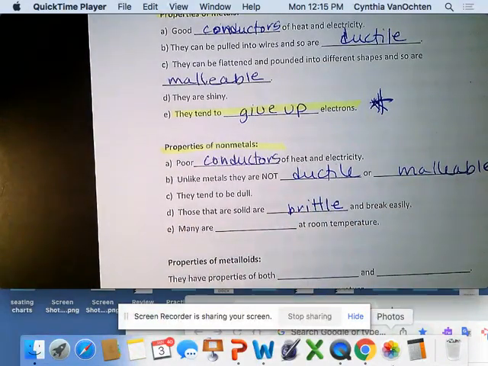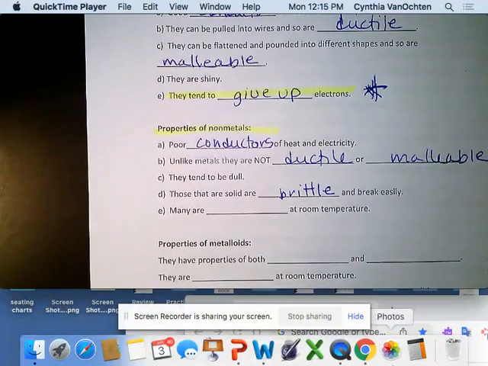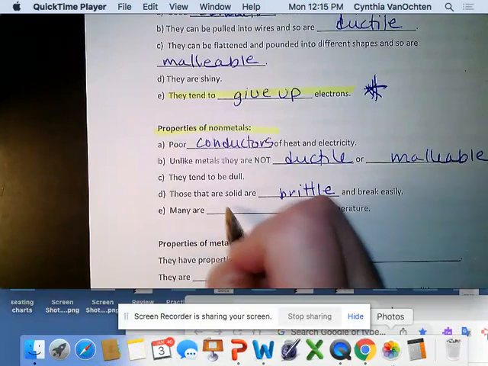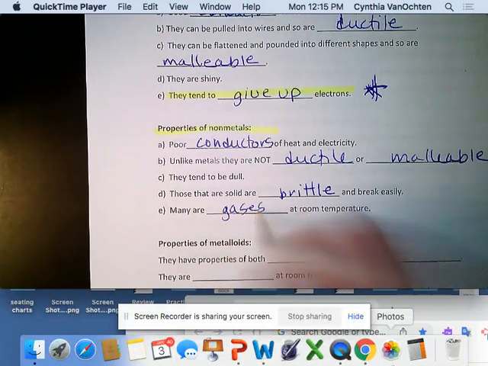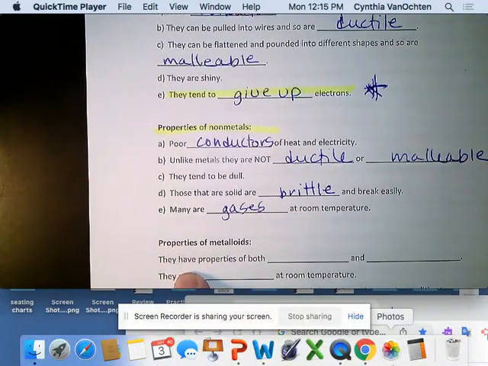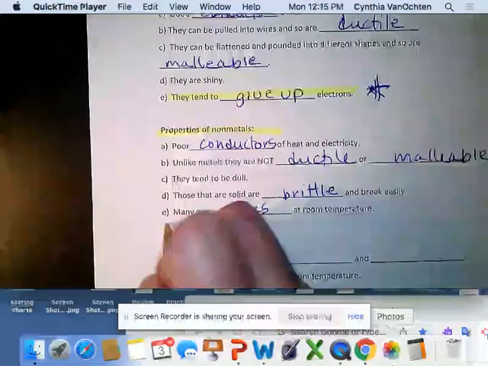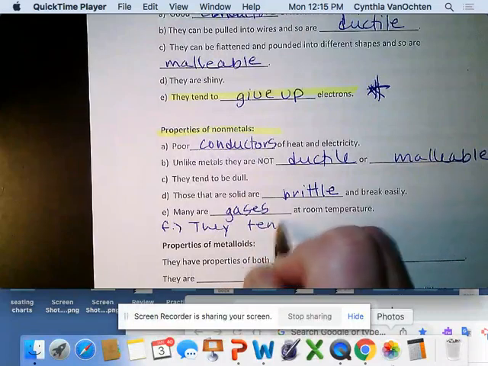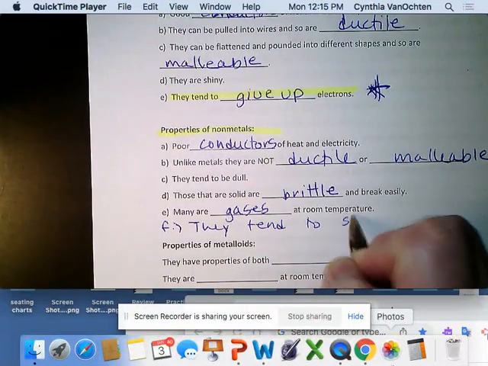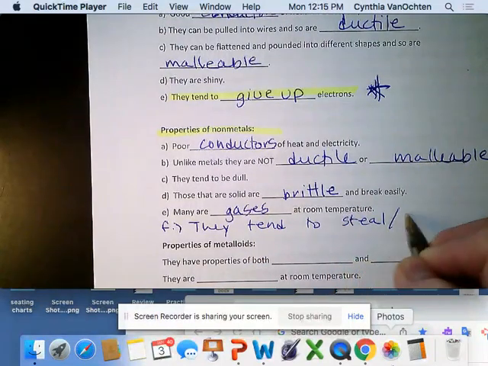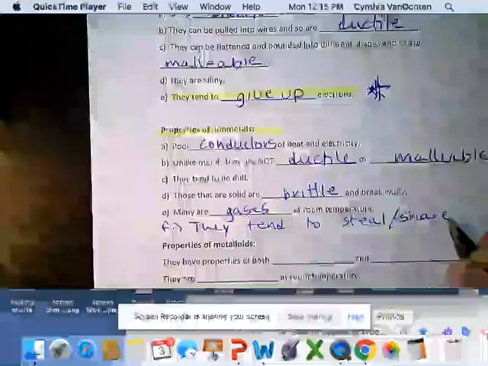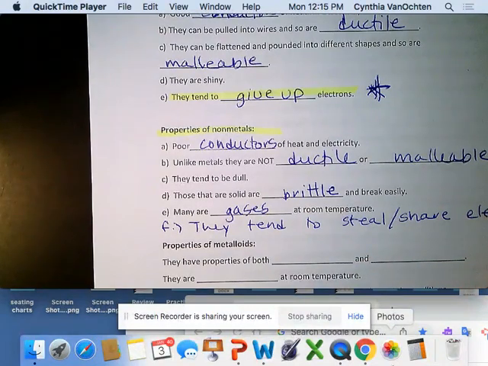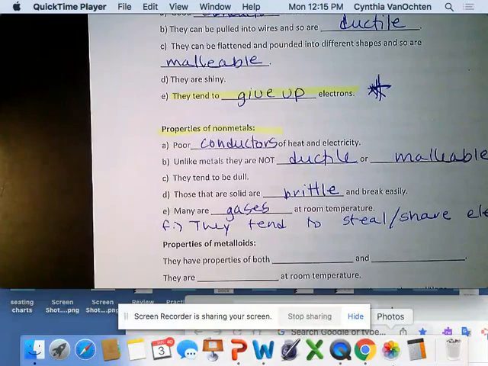They don't bend, or they're not pounded into shapes very easily. Many of them are gases at room temperature. And then I left off a very important chemical property of nonmetals, and that is they tend to steal or share electrons when bonding and reacting with other elements.